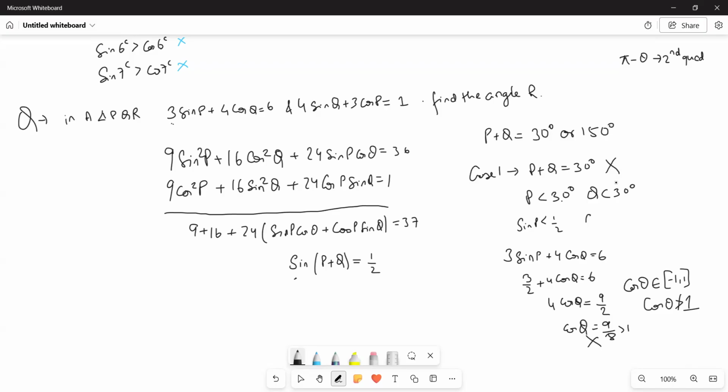Case 1 will not satisfy the first equation. So case 1 is invalid, implying P plus Q is 150, and therefore, how much would be R? 30. R is 30 degrees. That will be the correct answer. R is 30 degrees.